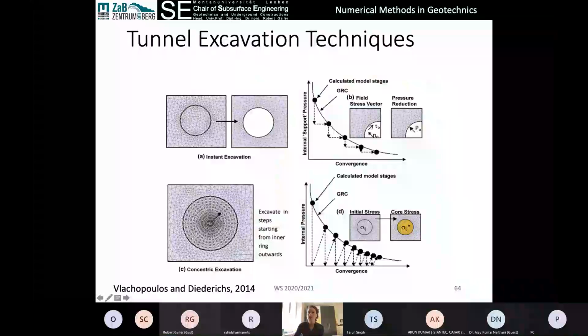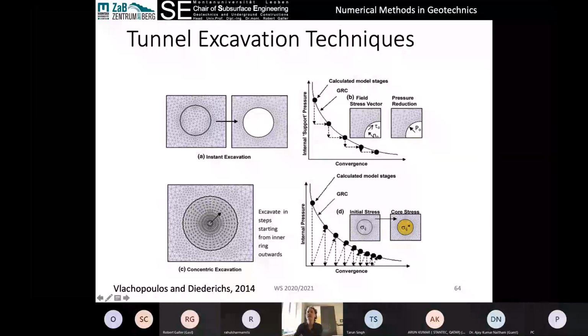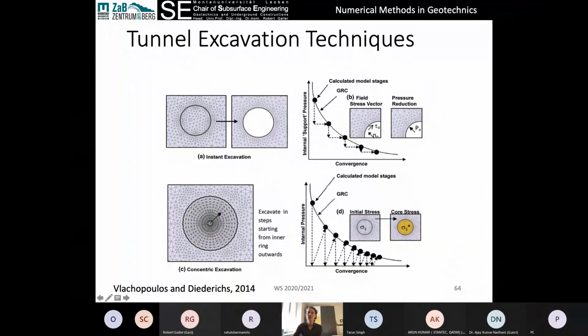So the pressure in our material, or the stress in our material, and we call this support. I mean, the support can be the rock that's supporting itself or the support that we install. It is slowly decreasing, and as it decreases, we have increasing convergence. And what we can do then is use this conceptualization of the process to inform how we do our numerical model. And there's two ways of doing that.